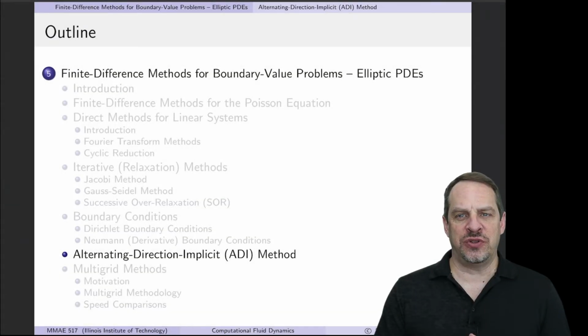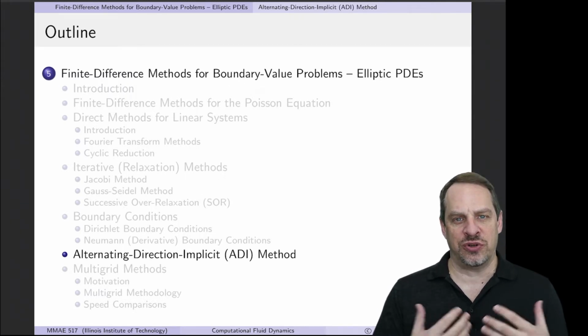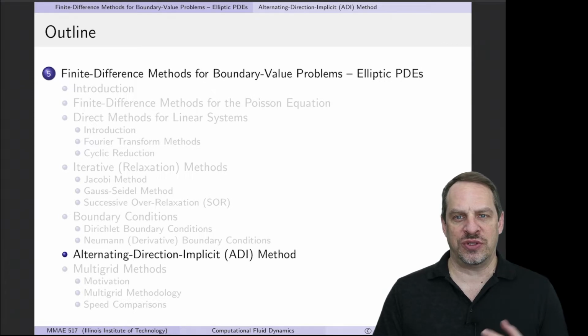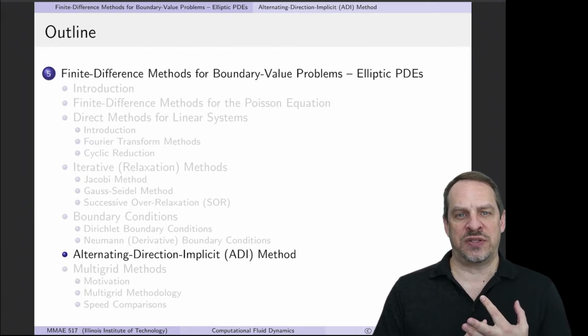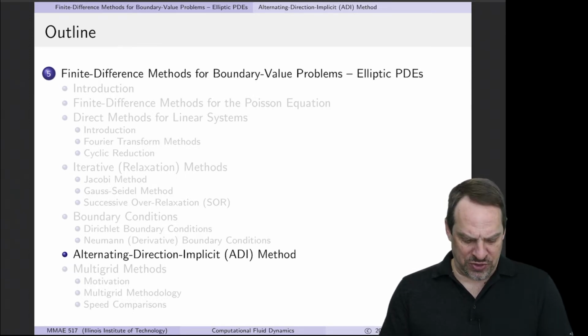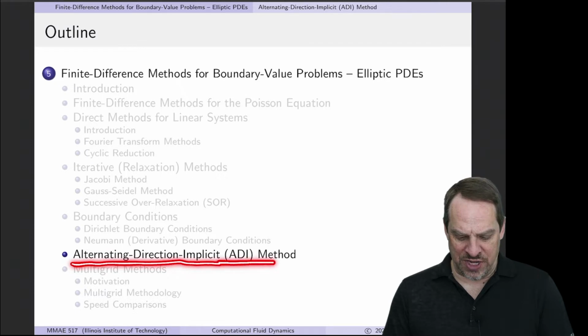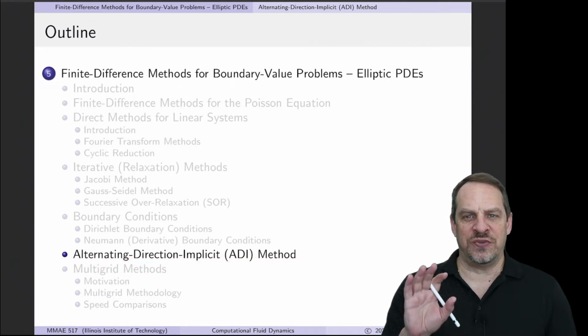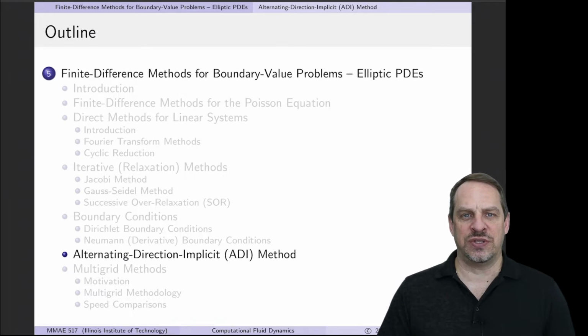In the previous two videos, we've considered three very simple, straightforward to implement iterative techniques for solving the Poisson equation or other elliptic partial differential equations. So it's Jacobi, Gauss-Seidel, and the successive over-relaxation or SOR method. And in this video, we're going to look at an improved method known as Alternating-Direction-Implicit or the ADI method. We'll talk about the deficiencies of the previous techniques and how ADI addresses those deficiencies.